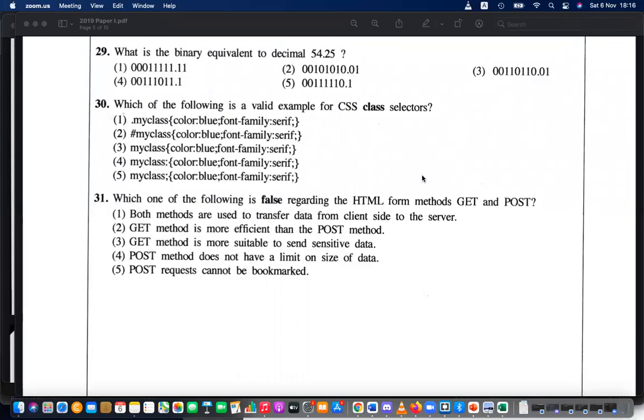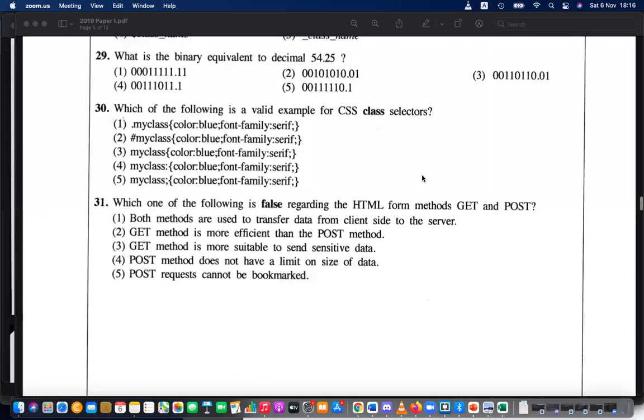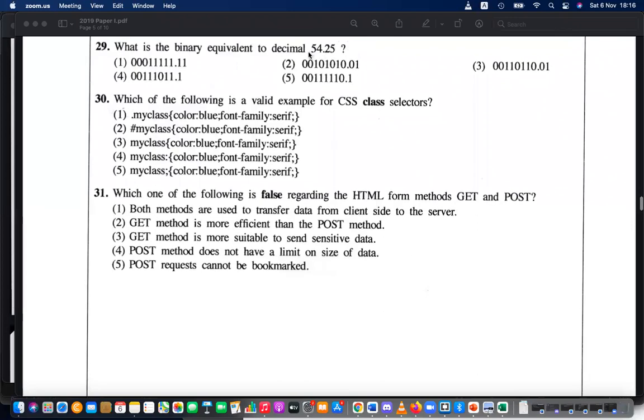Right. 2019, question number 29. What is the binary equivalent to decimal 54.25? So there's a number given, 54.25. They're asking about the binary equivalent for that particular number. Actually, how do we calculate this?